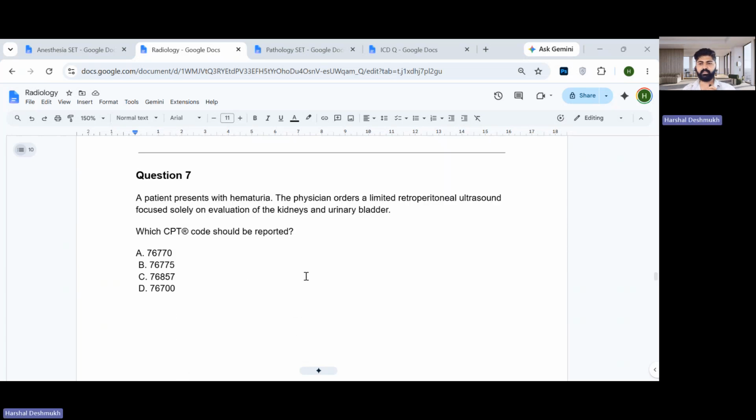A patient presents with hematuria. A physician orders a limited retroperitoneal ultrasound focused solely on evaluation of the kidneys and urinary bladder. What is the appropriate CPT code reported here among the four options?